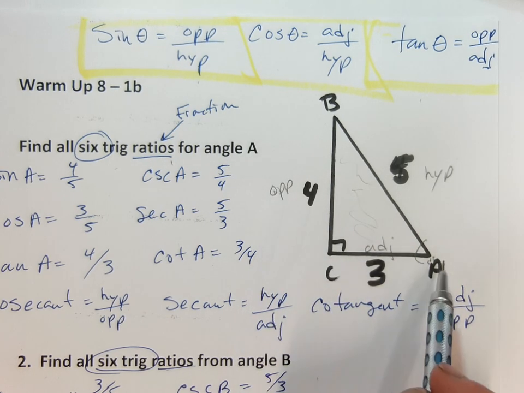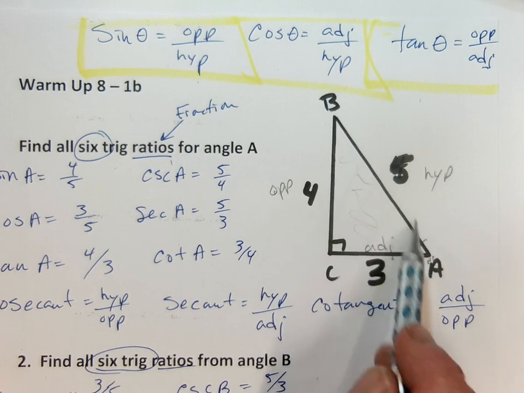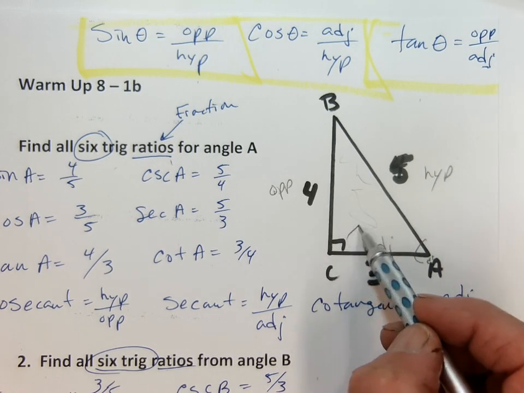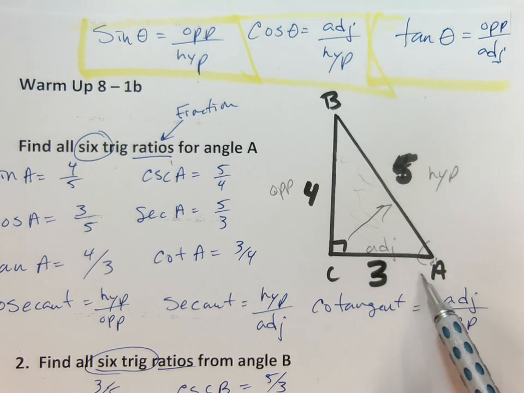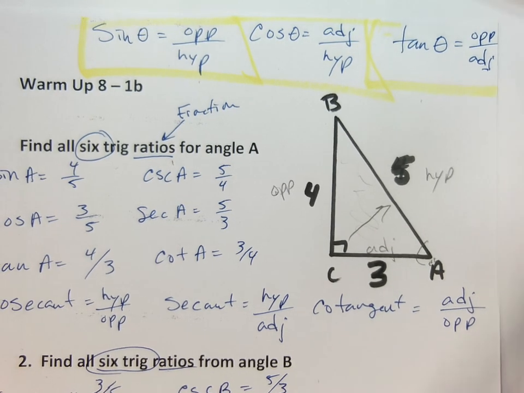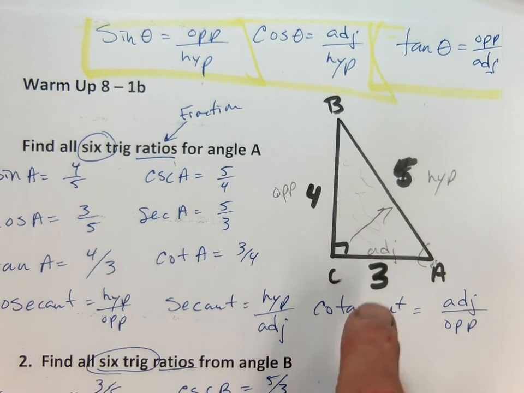That's the opposite side. We know the 5 is the hypotenuse because the hypotenuse is always opposite the 90. It's also the longest side. Therefore, standing next to us, or adjacent to us, is the 3. So these are the names of our 3 sides.